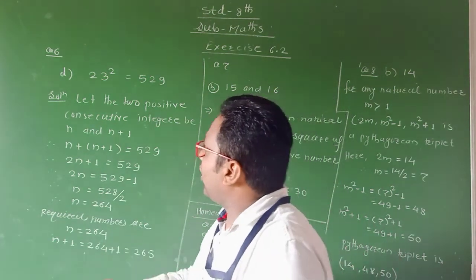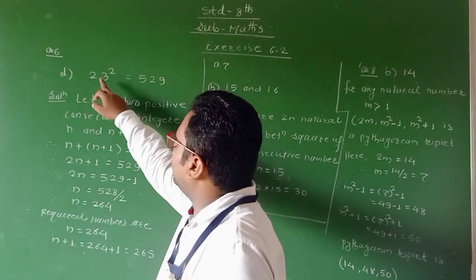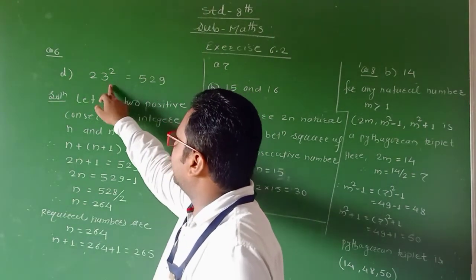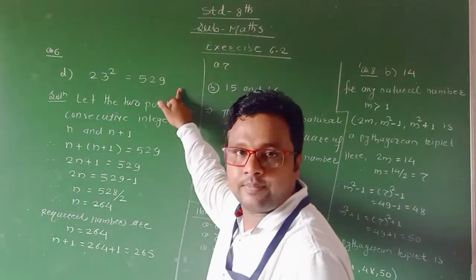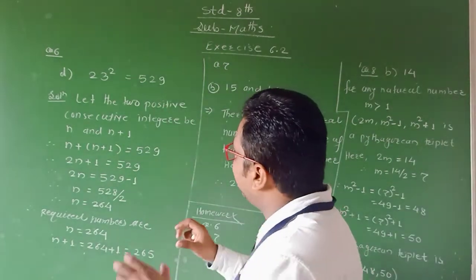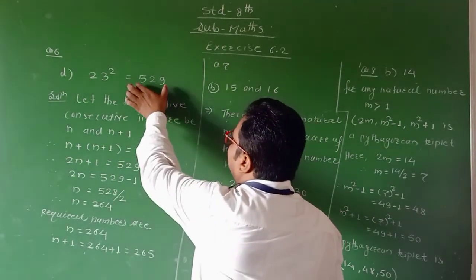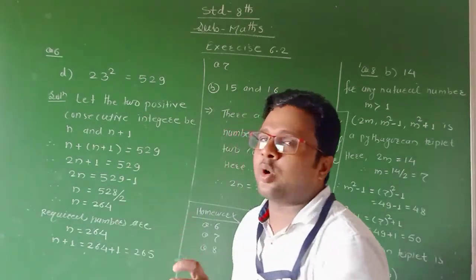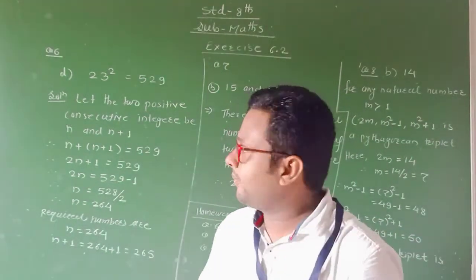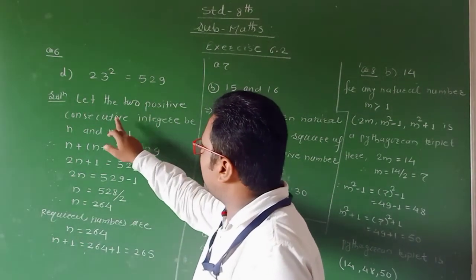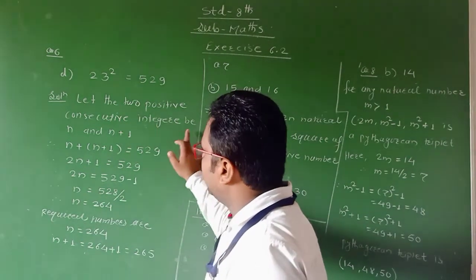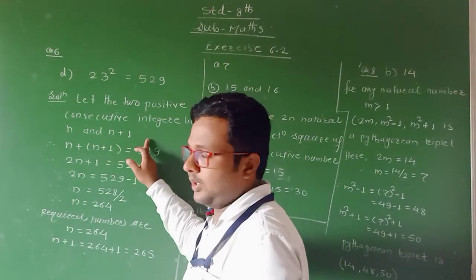For that, I first find the square of 23. 23 square is equal to what? 529. And here we have to express this 529 as the sum of two consecutive integers. Therefore, let the two positive consecutive integers be n and n plus 1.